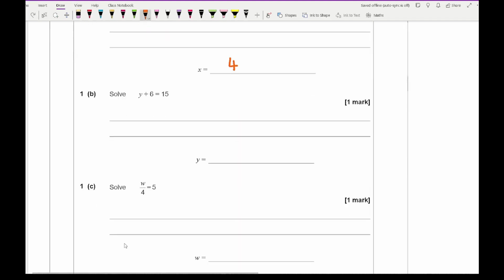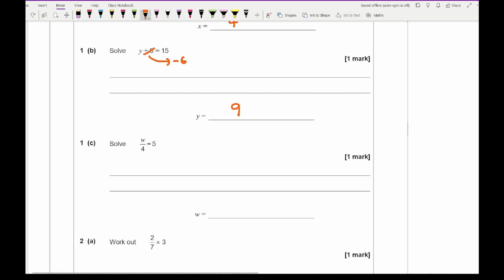Question B, we want to get rid of the 6, so we do the opposite, so we take away 6, and y equals 15 take away 6, which is 9. Then for C, we want to get rid of the 4, and the 4 is dividing, so the opposite would be to multiply by 4, so I get w equals 20.